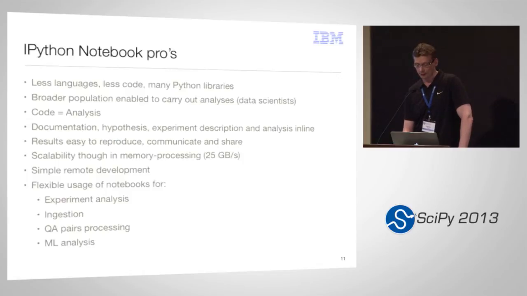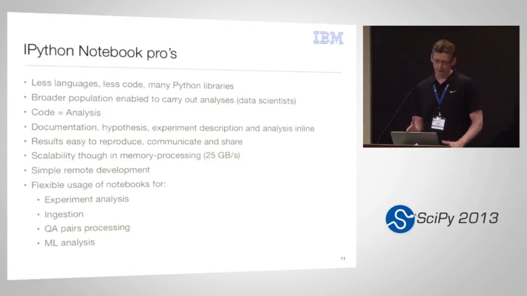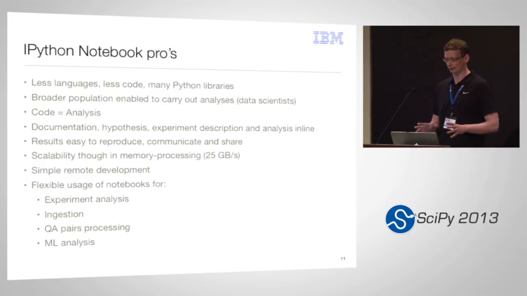We got a lot of scalability benefits as well for the processing. In order to analyze our experiment results, we now had response times of about 2 seconds for running our analysis for experiment results. And previously, for the MapReduce-based approach in Java, it was about 2 minutes. So that also sped up our development cycle.